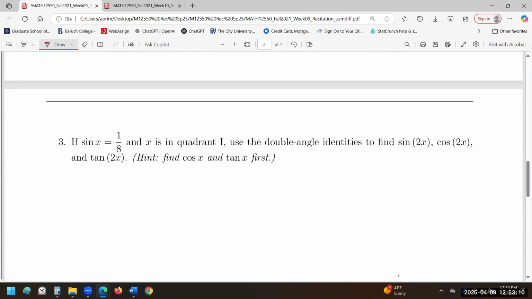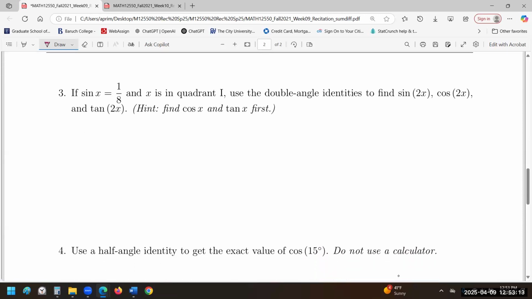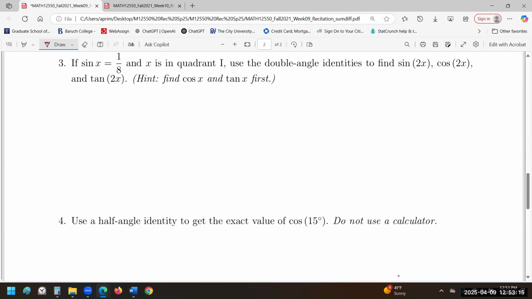Let me show you the double angle and half angle. For double angle, you use the double angle formula. For half angle, you use the half angle formula. Okay. So all of these are based on formula. You're applying the formula. Question 3 says we have sine x is 1 over 8. X is in quadrant 1. So x is somewhere here. Use the double angle identities to find the sine double angle, cosine double angle, and tangent double angle.